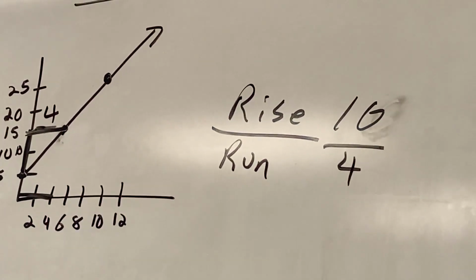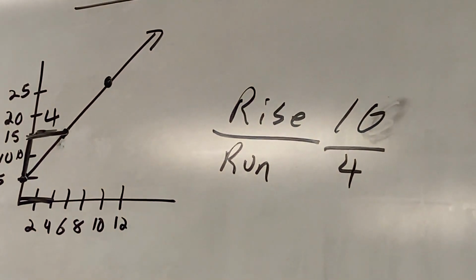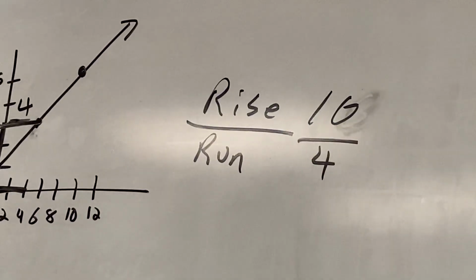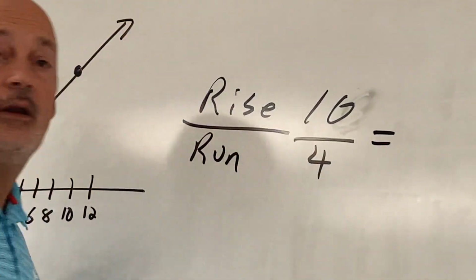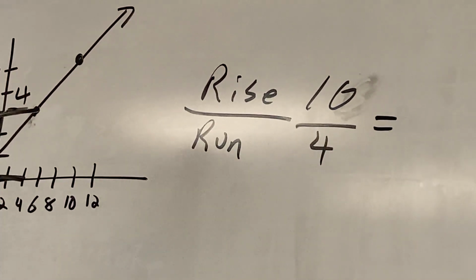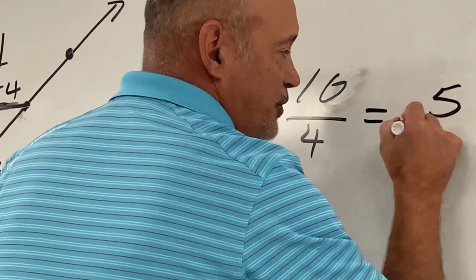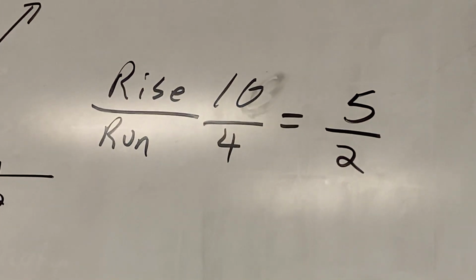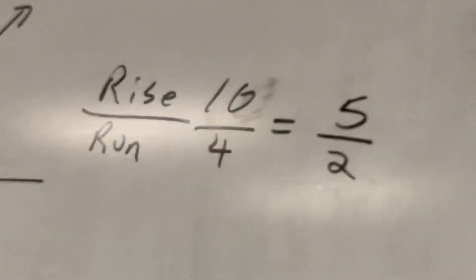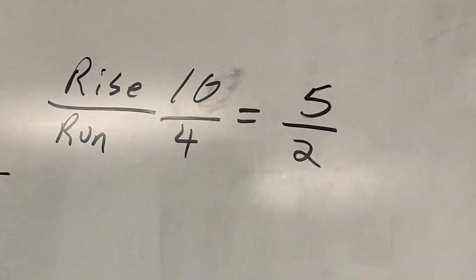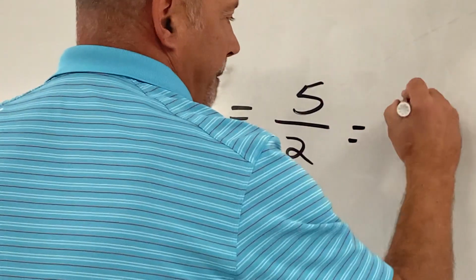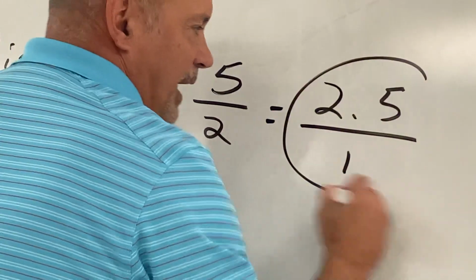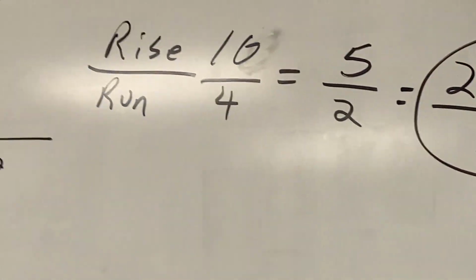Reduce that. What is 10 divided by 4? Hit math, enter. What does it reduce to? 5 over 2 is what it reduces to. Now, is that slope a unit rate? No. Let's make it a unit rate, so reduce it even further. Hit 5 divided by 2. And what do we get? 2.5 over 1.